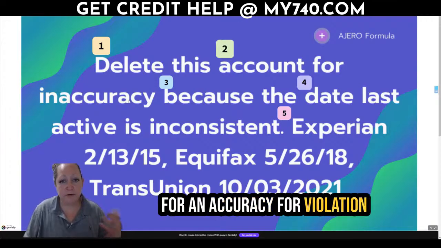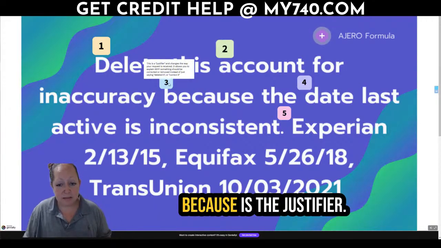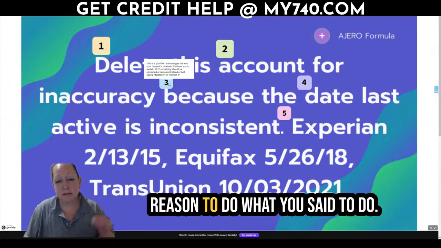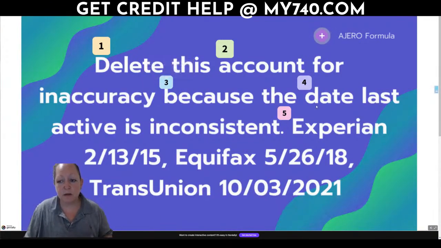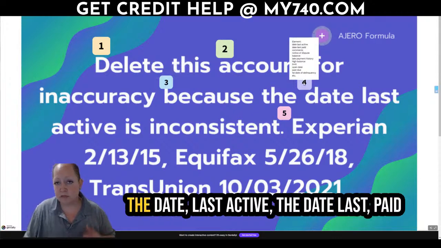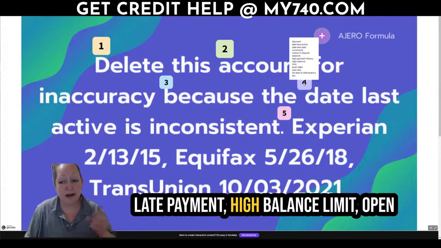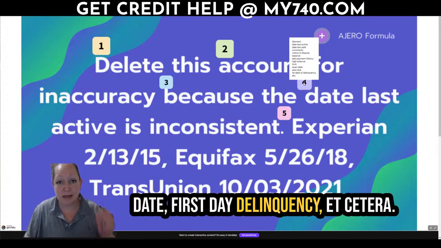For inaccuracy, for violation, because is the justifier. This is where you're giving them a reason to do what you said to do. And this is where you put the element: the date last active, the date last paid, comments, notice of dispute, balance, late payment, high balance, limit, open date, first day delinquency, etc.